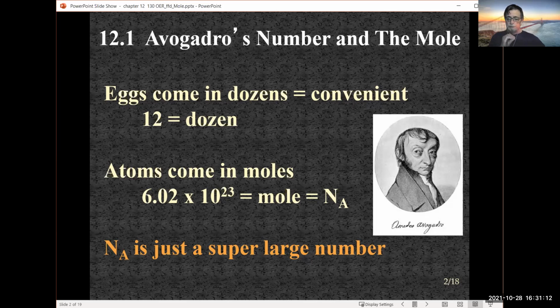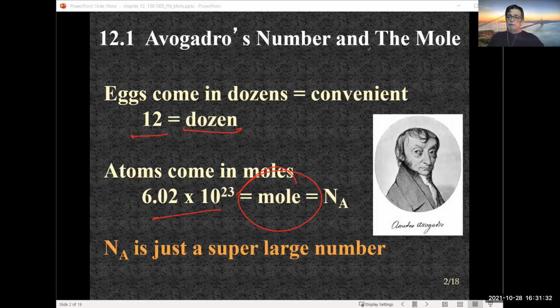It is nothing but a number, and it just happens to be a humongous number: 6.02 times 10 to the 23rd. Just like in a dozen there are 12, in 1 mole, it's that humongous number.